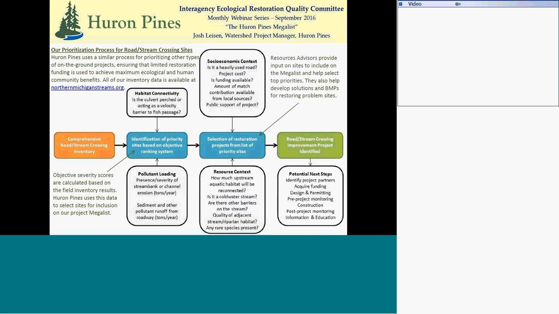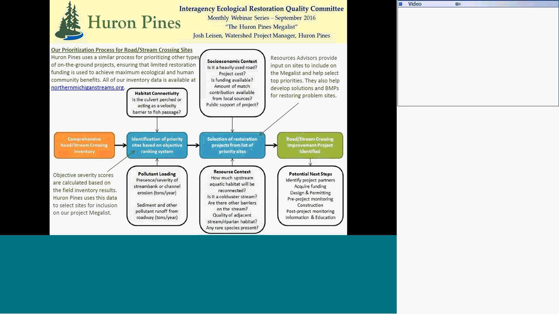So this graphic summarizes our prioritization process for road stream crossings. Huron Pines starts by completing a comprehensive inventory of every site within the watershed. That inventory data is then entered into a database, and we flag problematic sites. Those that are perched, act as velocity barriers, or are contributing significant sediment via road runoff or erosion associated with the crossing. So severe sites are then included on the Megalist. We then refine that list of sites based on the spatial, ecological, and socioeconomic context of the project site.